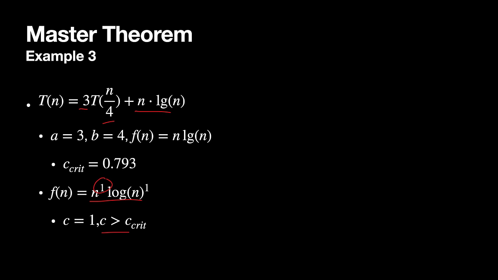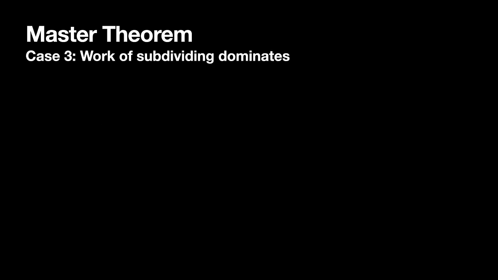The first case we looked at was when c was less than the critical factor. The second case is when they're equal, and here we have when c is greater than that critical factor. So this is our third case, where the work of subdividing the problem dominates the overall runtime. It takes more time to work on the process of dividing the problem than it does the work at any individual instance.